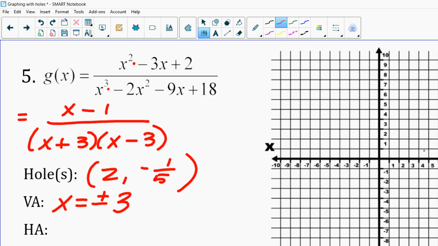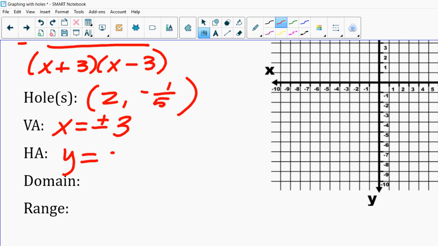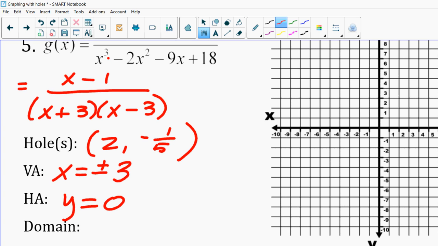Y equals 0. Now you're saying, well, why can't I do that out of the simplified fraction? You can. Let me show you. What's the degree of the top? 1. Now, the degree of the bottom is kind of hidden because you would have to FOIL. What's x times x? x squared. So what's the degree? 2. And 1 is smaller than 2. Top is smaller than bottom. y equals 0.